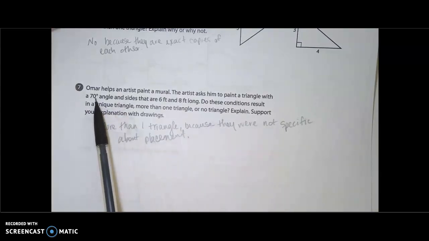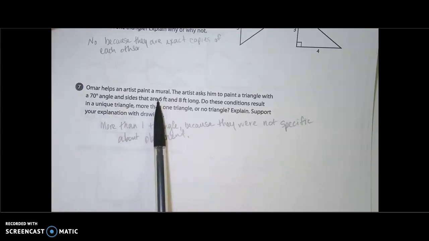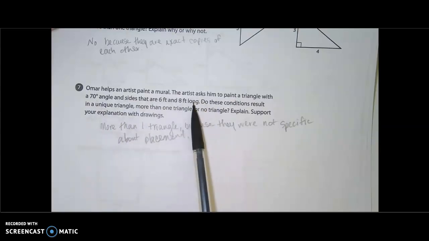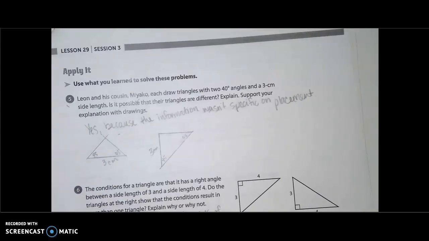more, because that 70-degree angle could be between it. That 70-degree angle could touch the 6 foot but be across from the 8 foot, or vice versa. The 70-degree angle could touch the 8 foot but be across from the 6 foot. So there are 3 different triangles we can make.